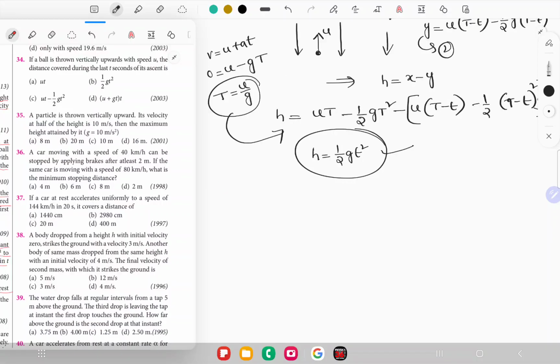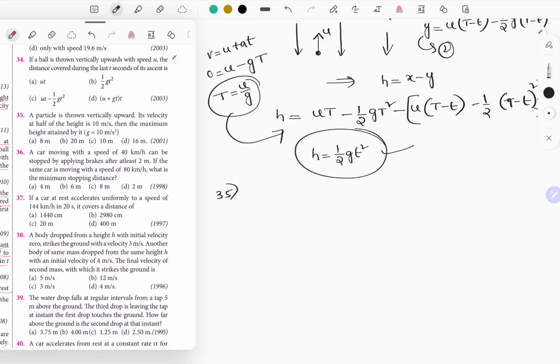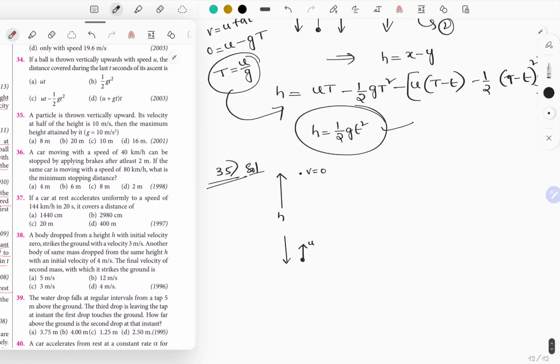Let me explain question number 35. Okay. A particle is thrown vertically upward. Okay, they haven't mentioned the initial velocity. Let me assume that the initial velocity is u. When it reaches maximum height, its final velocity is going to be 0. They haven't mentioned the maximum height, so let me assume that as h itself. Okay. Then try to find the relation between them here.